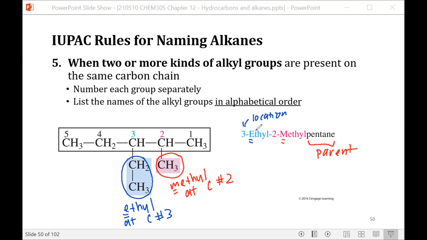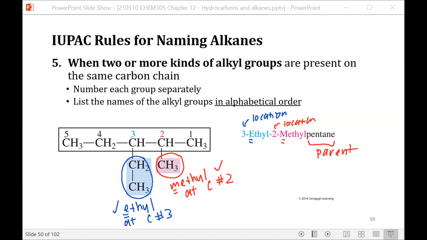So we do 3-ethyl, that takes care of this one. And then the methyl group is located at carbon 2. So we do a dash because we're going from a letter to a number. Anytime you're going between letters and numbers, you do a dash. So 3-ethyl-2-methyl to give the location of this methyl group. It's at carbon number 2. And then the parent chain just gets added to the end of whatever the last substituent group is, and there's no space. So 3-ethyl-2-methylpentane is the name of this compound.